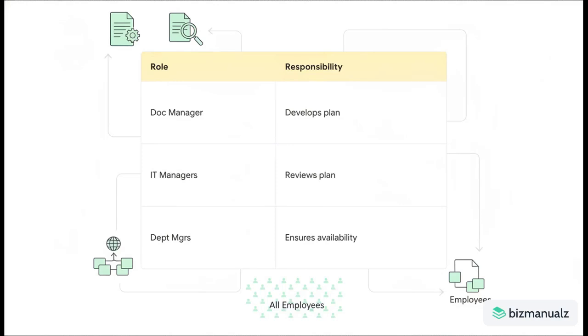And it gets better. Because the manual doesn't just tell you what to do, it tells you exactly who needs to do it by establishing crystal clear job descriptions. The document manager develops and implements the plan. The IT managers review and approve it. Department managers, well, they ensure the current versions are actually available at the point of use. It even explicitly outlines the responsibilities for all employees. By assigning these roles so clearly, it makes sure no vital task falls through the cracks. It's all about absolute accountability across the board.